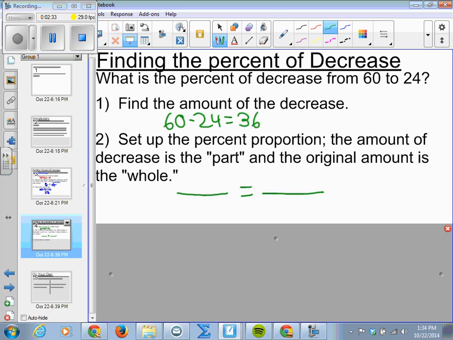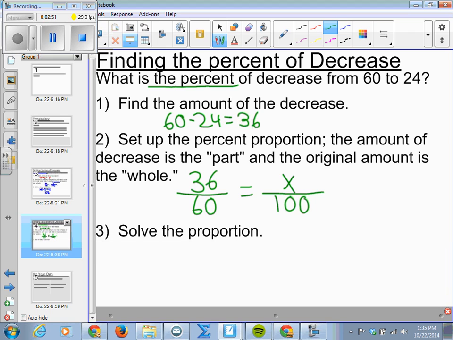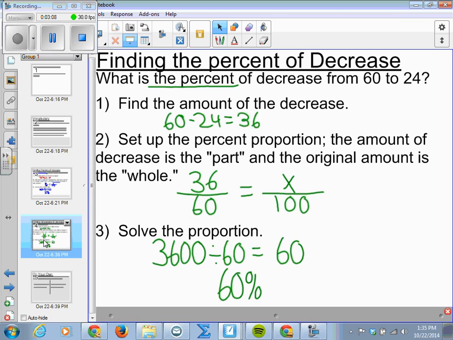So we have our 100, always goes on there. Our percent is the unknown. Our original amount was 60, and our amount of change was 36. And now we solve. So 36 times 100 is 3600. Divide that by 60. And that will give us an answer, again, of 60. Just happened to work out that way. So 60% is the amount of the decrease. Again, original amount is the whole, and the amount of decrease is the part.